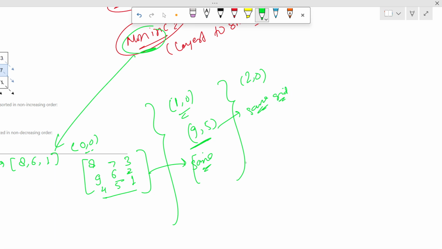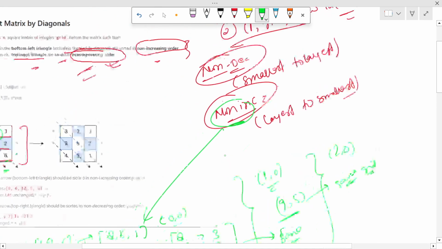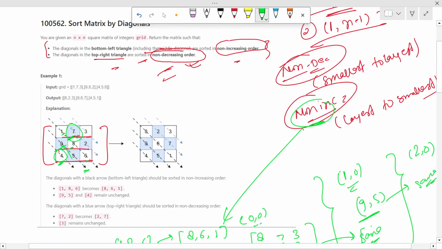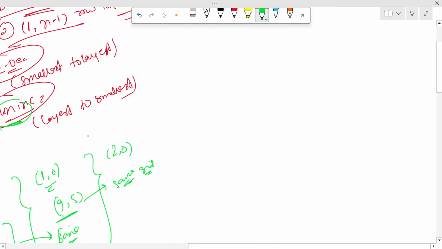And now in the next iteration we have to sort the top right triangle, because we have already sorted here, and now we have to sort this one. Here we have to sort 7 comma 2, which is at index 0 comma 1, and we have to sort this 7 comma 2 in ascending order.